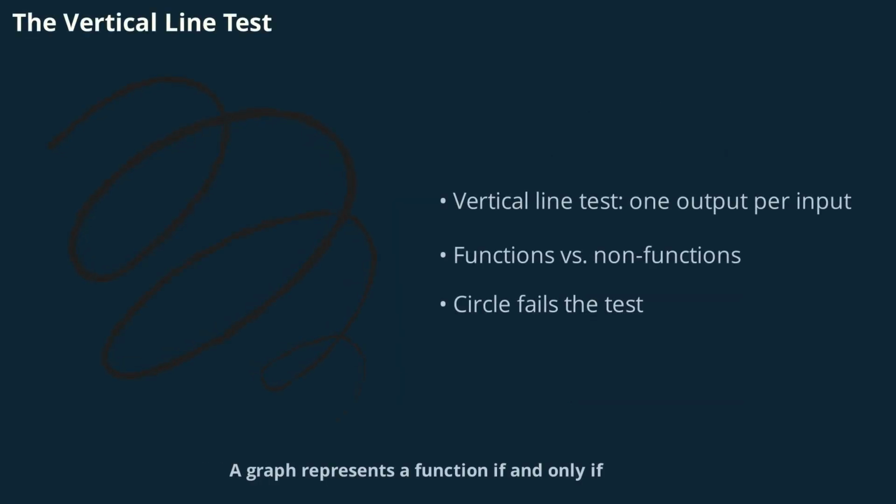A graph represents a function if and only if no vertical line crosses the graph more than once. This is called the vertical line test. It ensures that each input has only one output. For example, the graph of y equals x³ passes the test, but a circle does not since a vertical line may intersect it twice.